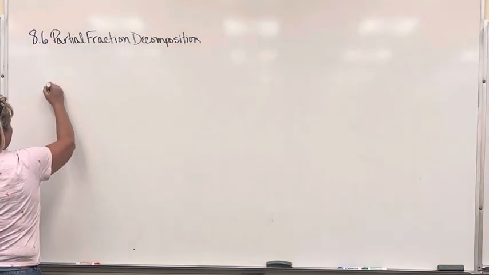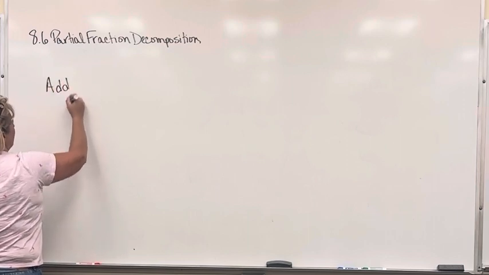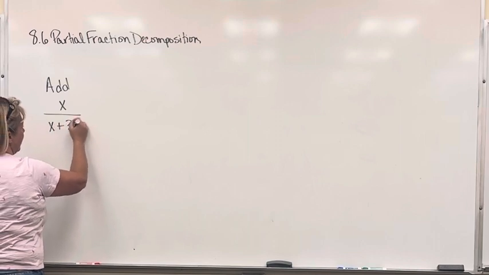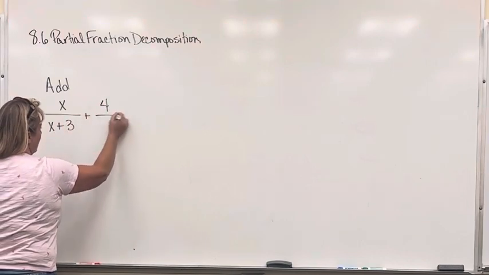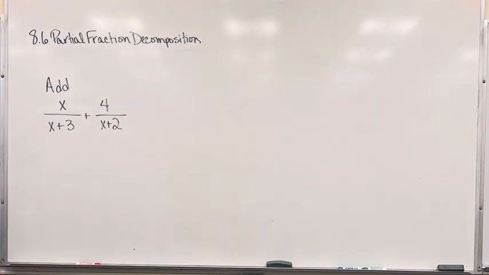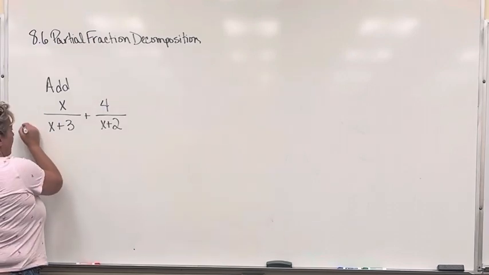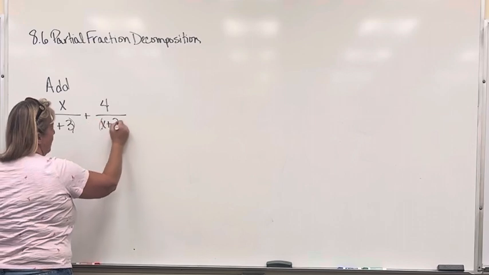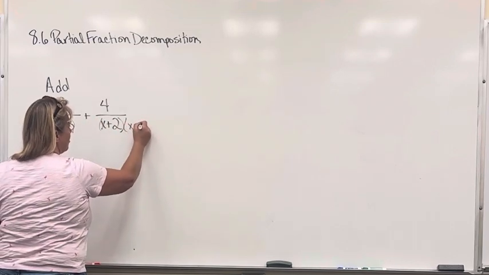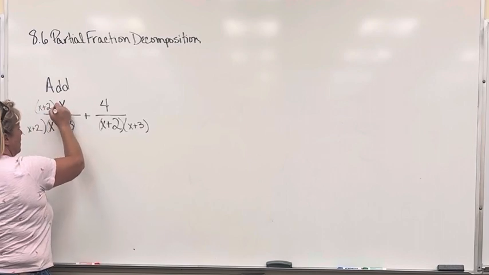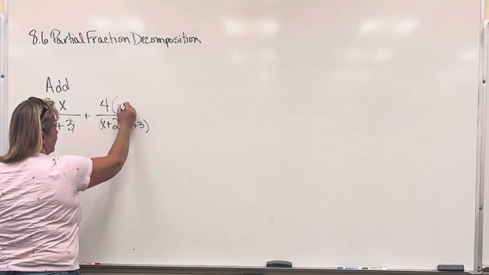to add two fractions. So let's say we had to add x over x plus 3 plus 4 over x plus 2. Okay. So in order to do this, we would have to get a common denominator. So this guy would need an x plus 2, and this guy would need an x plus 3. But if we do that, it means this guy up here needs an x plus 2, and it means this guy up here needs an x plus 3, right?